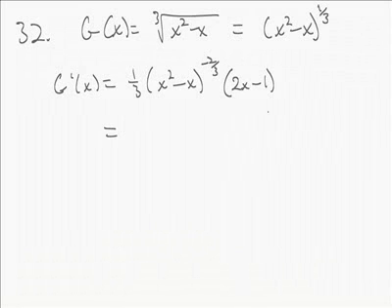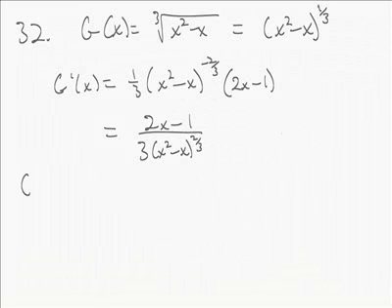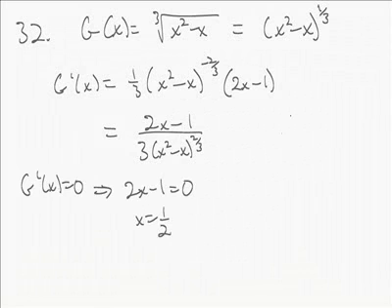Okay, so let's see if we can simplify this a little bit. We have 2x minus 1 over, remember this 3 is in the denominator, and this negative exponent is going to be x squared minus x to the positive 2/3. This is our derivative right here. So our critical values are going to be where this thing equals 0 and where it's undefined. So g prime of x equals 0 would mean that, well, the only way a fraction can be equal to 0 is if its numerator is equal to 0. 2x minus 1 is equal to 0, which means x is equal to 1/2.